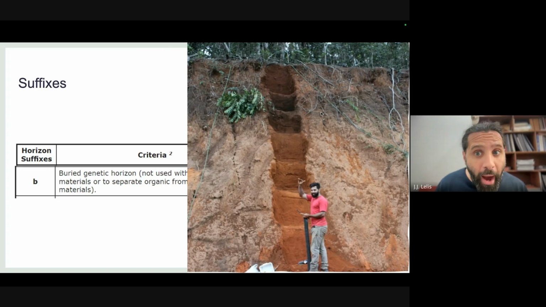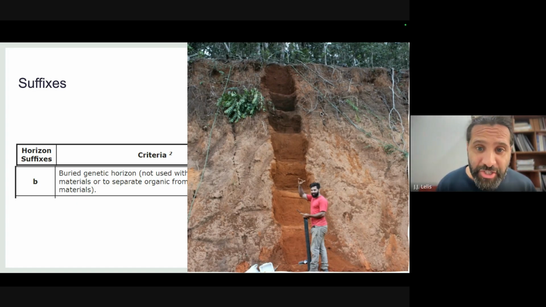This is quite common in the tropics, guys. In the tropics, we can see a lot of B horizons that were buried, A and B horizons that were buried, okay? So you just need to pay attention to this. This suffix is quite important for people who really want to study soil genesis and, of course, soil classification. So you just need to pay attention to that, okay?